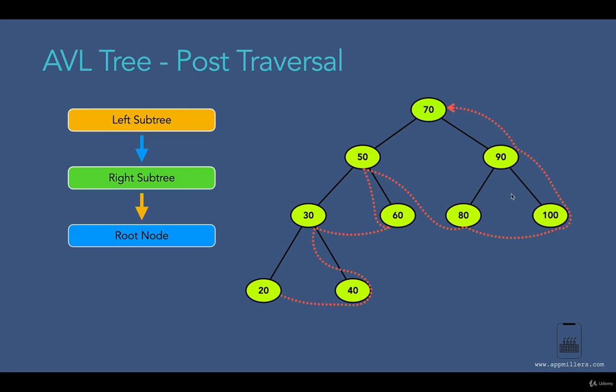So here again, for this subtree also, the logic is the same. First we are visiting the left child, then the right child, then the root node. Then at the end we are visiting the root node of this whole AVL tree over here. So in case of AVL tree, the post-order traversal will be like this. So the order will be like this.